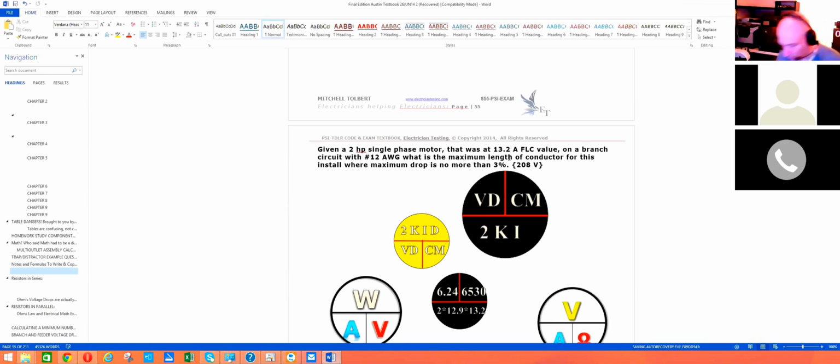Something like that. So, all right. Let's just plug in the values here. I'm doing voltage drop here, down at the bottom. We've got all the numbers in now. I'm going to take the 6.24 and the 6530, which is the voltage drop up here in the circular mills, and multiply those two numbers together.